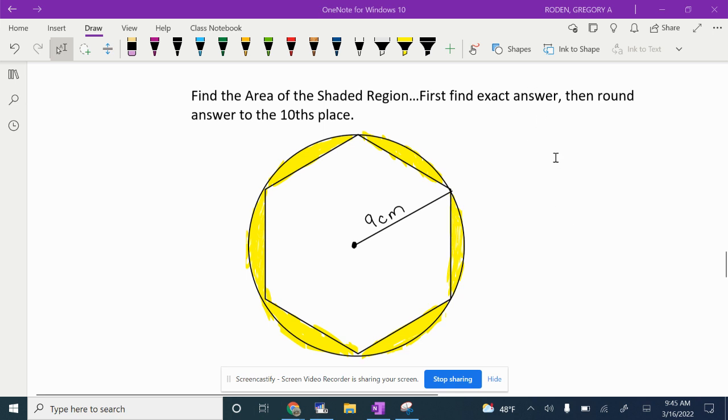The exact answer is going to involve probably square roots and probably pi in it. You guys understand? Not the food, the letter, the number, right? And then the rounded answer is going to be just putting that all into the calculator and seeing what we get. Sound good? So we want an exact answer, and then we also want the rounded answer that's crunched in the calculator.